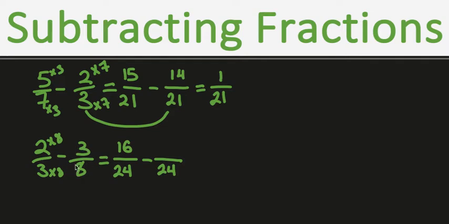And we're going to do the same thing with the second fraction. How do we get from 8 to 24? This is times 3. What we do to the bottom, we also do to the top. 3 over 8 becomes 9 over 24. When we have two fractions with the same denominator, the denominator stays the same, and we subtract the numerators. 16 minus 9 is going to be 7. And we have that 2 over 3 minus 3 over 8 is going to equal 7 over 24.